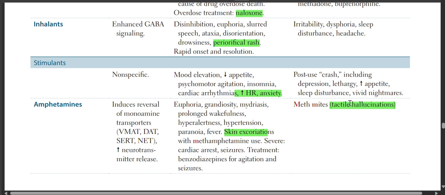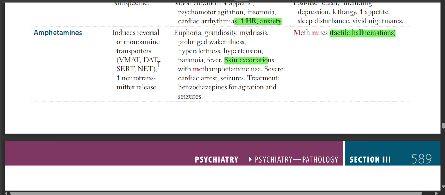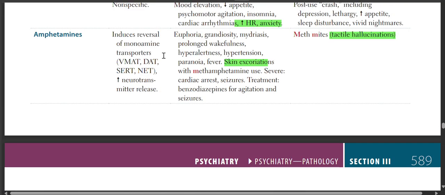And what tactile hallucination means is that it actually feels like there is some kind of bug crawling under their skin, or they feel like there is something on their skin, so they can actually feel it. They're not seeing the hallucination, but instead they're feeling the hallucination. That's what tactile hallucinations mean. And now, because amphetamine is a stimulant, for treatment you can give them something similar to a benzodiazepine to calm them, because these patients usually will be very aggressive.